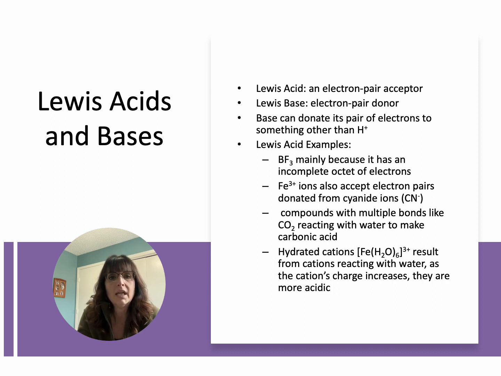Here are some examples. BF3 is a Lewis acid, mainly because it has an incomplete octet. Remember, B can only make three bonds, so it just has 6 electrons around it. Fe3+ ions also accept electron pairs donated from cyanide ions. Compounds with multiple bonds, like CO2, remember there's a double bond between the C and the O's, will react with water to make carbonic acid. And then hydrated cations, like that hexaaqua iron(III) ion, will result from cations reacting with water. As the cation's charge increases, they are more acidic.